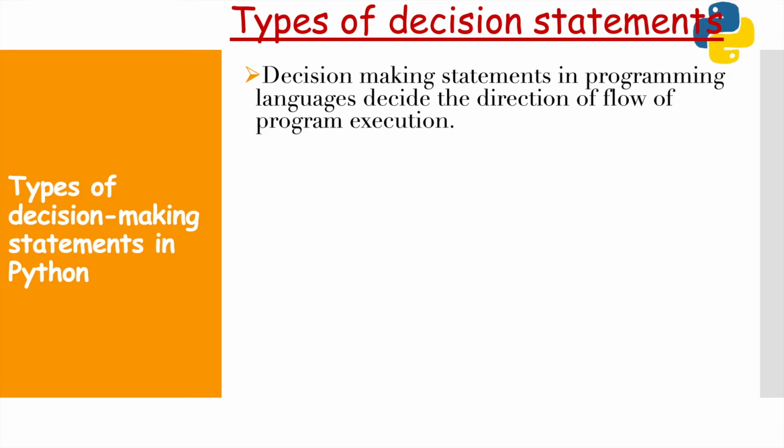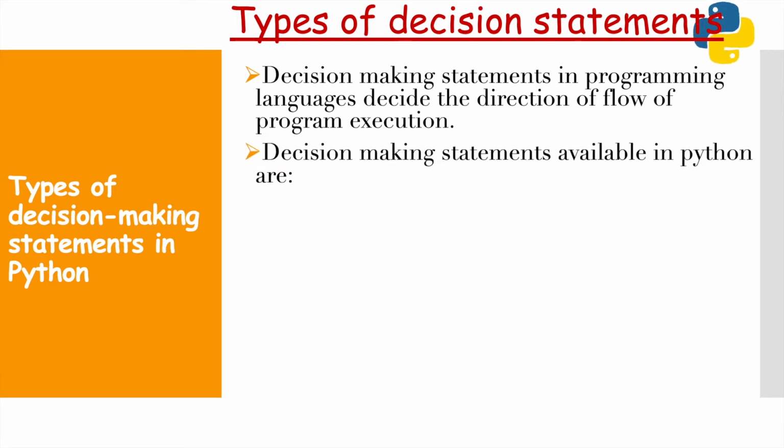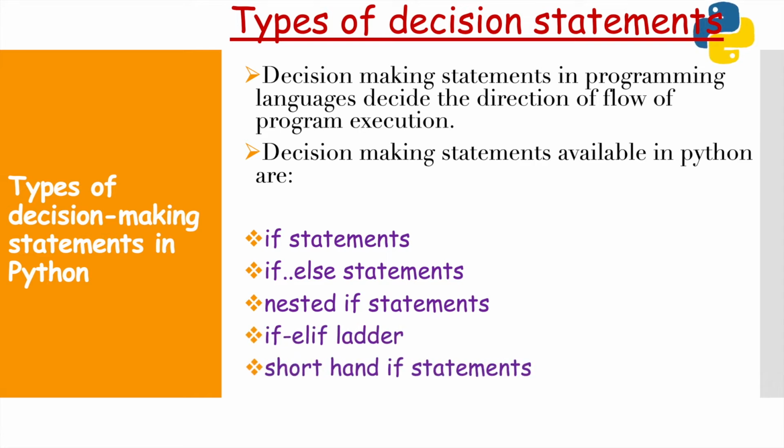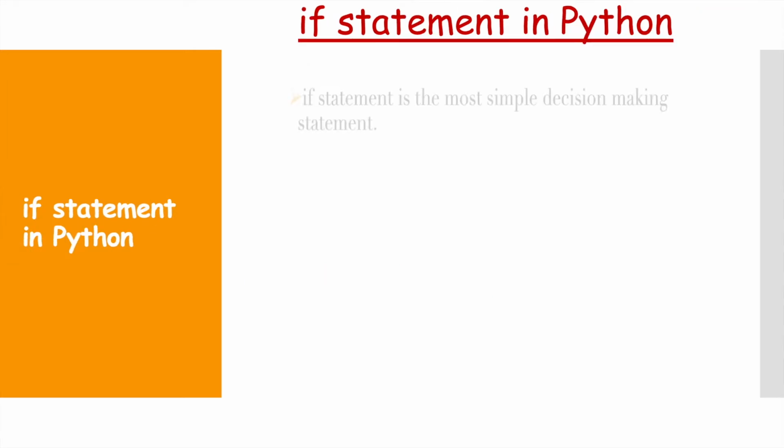Decision-making statements in programming languages decide the direction of flow of program execution. And the decision-making statements that are available in Python are if statements, if and else statements, nested if statements, if-elif ladder, shorthand if statements, and shorthand if-else statements. So let's see the if statement in Python.